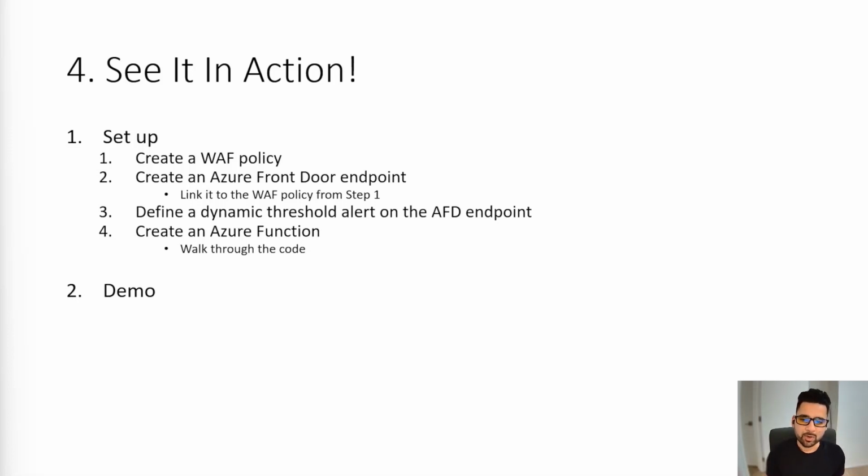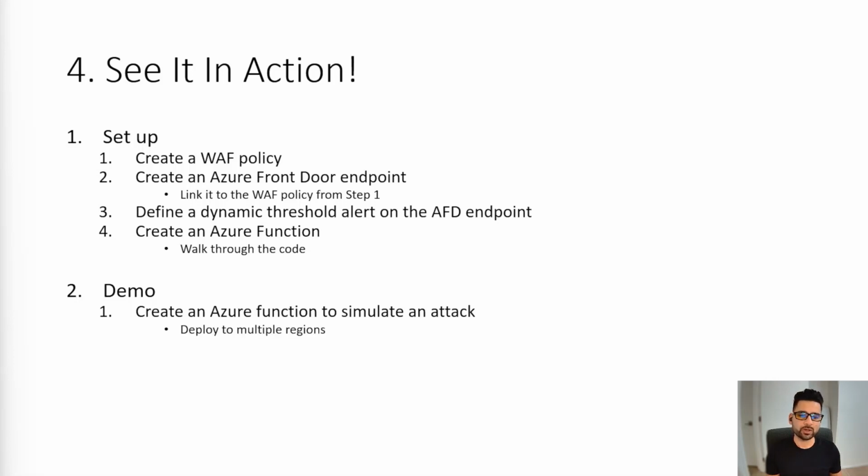Next, we're gonna demo things. To demo things, we need to simulate an attack. We're gonna do this by creating an Azure function, and we're gonna deploy it to multiple regions to simulate an attack happening simultaneously in multiple countries. Next, we're gonna showcase that the attack indeed started. We're gonna do this by inspecting the request count metrics for the front door endpoint and see a spike in the count.